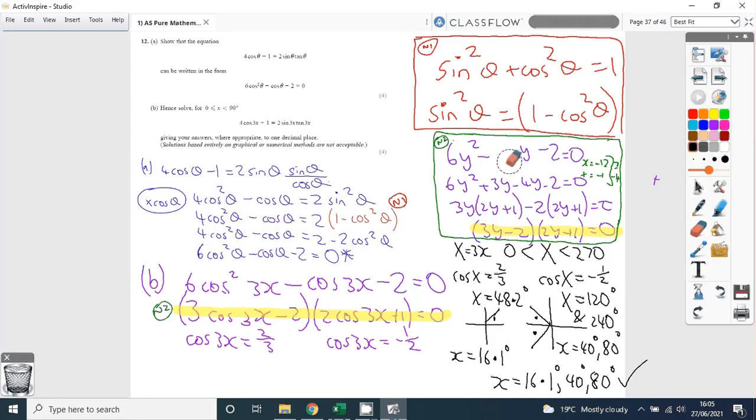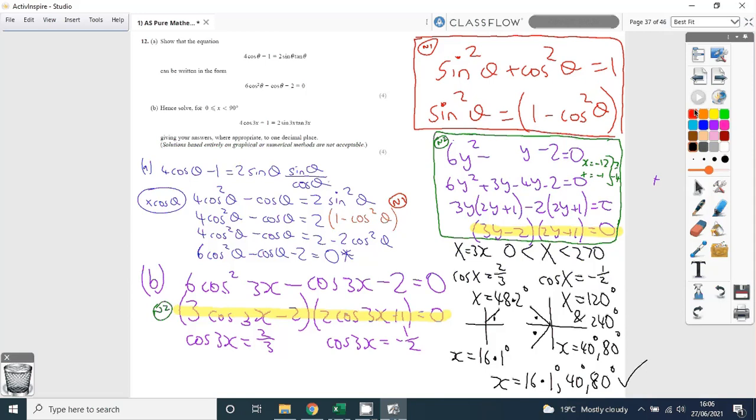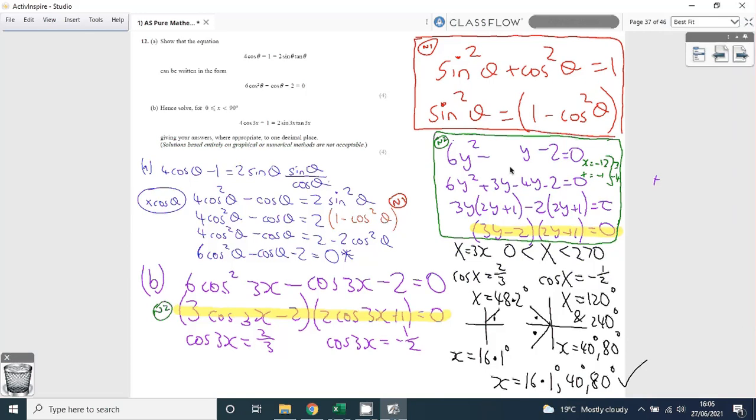Right, that shouldn't be cos y there. Okay, so factorizing that there. What two magic numbers multiply to be 6 times minus 2, which is minus 12, yet add to be the minus y, the minus 1? That's 3 and minus 4. So replace the minus y with plus 3y minus 4y.